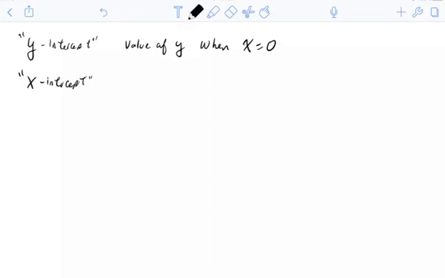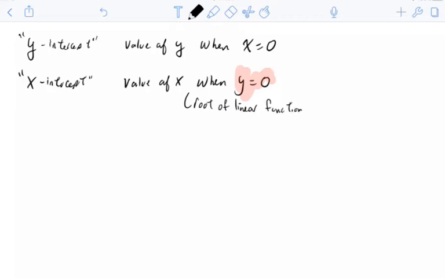Similarly, there's going to be a value called the x-intercept. It is the value of x when y is equal to 0. This is actually trickier to find than you might think, because if you think about it, y is the output of an expression. So what we're looking for is the root. By x-intercept, we're talking about the root of the linear function.